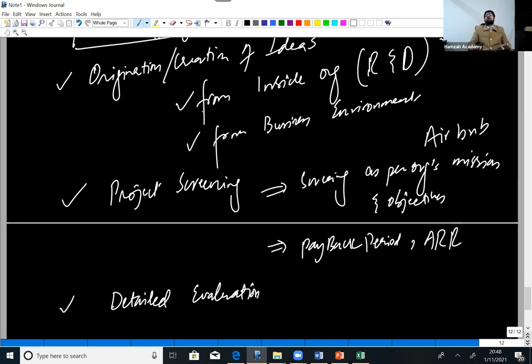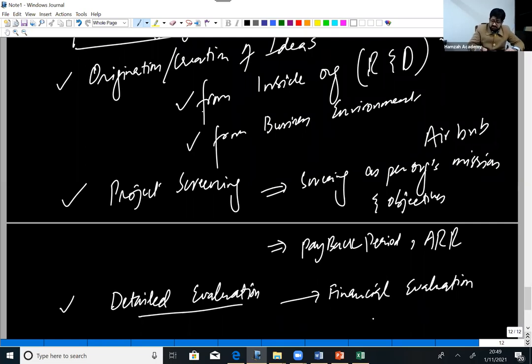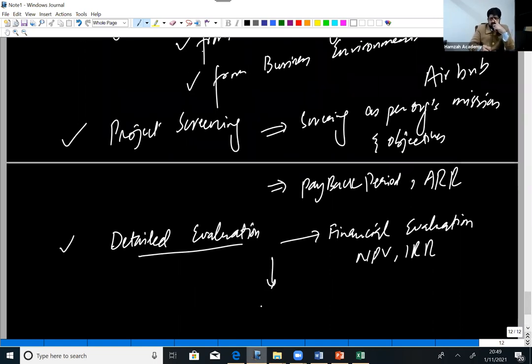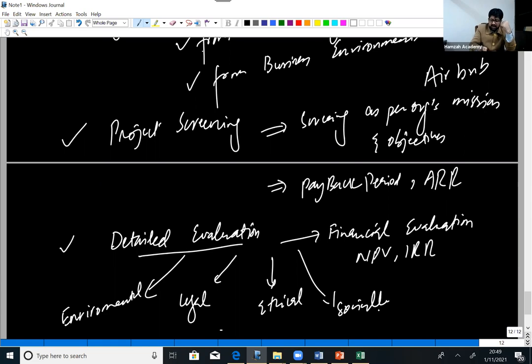Detailed evaluation is done now. Two aspects are considered. One is financial evaluation through different techniques: NPV, IRR, and others as well, sensitivity analysis, etc. And there are other aspects, ethical aspects: whether the product or service we are going to produce is ethical, whether it is legal, whether it is environmentally sound, whether it is socially acceptable. So financial evaluation plus the other evaluations are done.